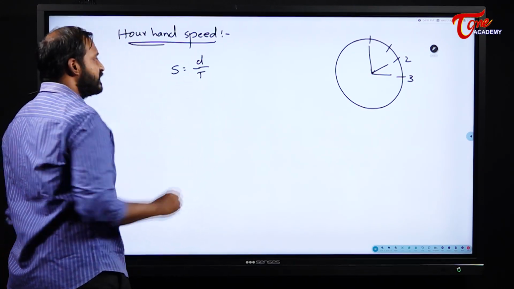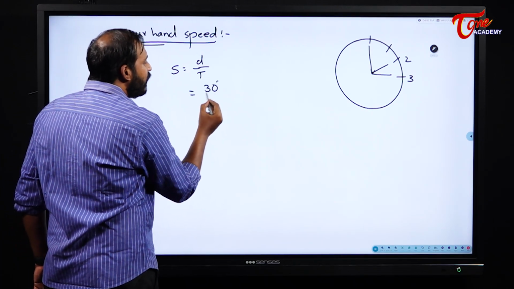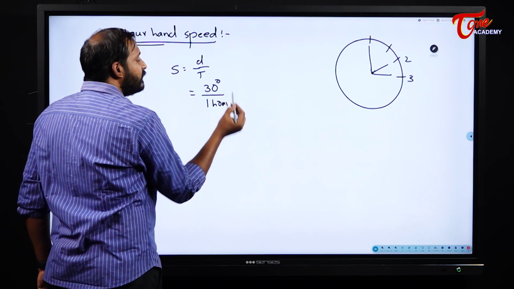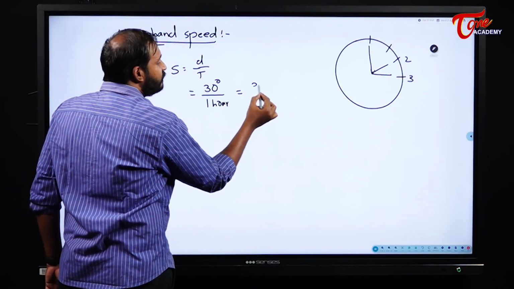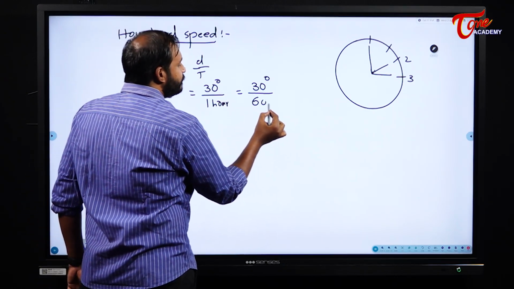Speed is equal to distance by time. So, distance is what for us here? 30 degrees. And what is the time? 1 hour, right? 1 hour. Okay, good. So, that one I will further divide it: 30 degrees by 60 minutes.